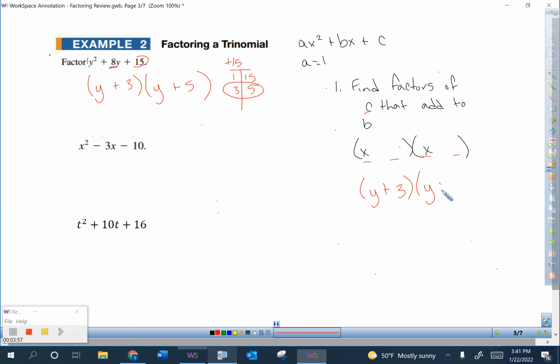Okay, so here's our expression, and we're saying it's equivalent to the original because first times first is y squared. Outside terms are plus 5y, we like the number first.